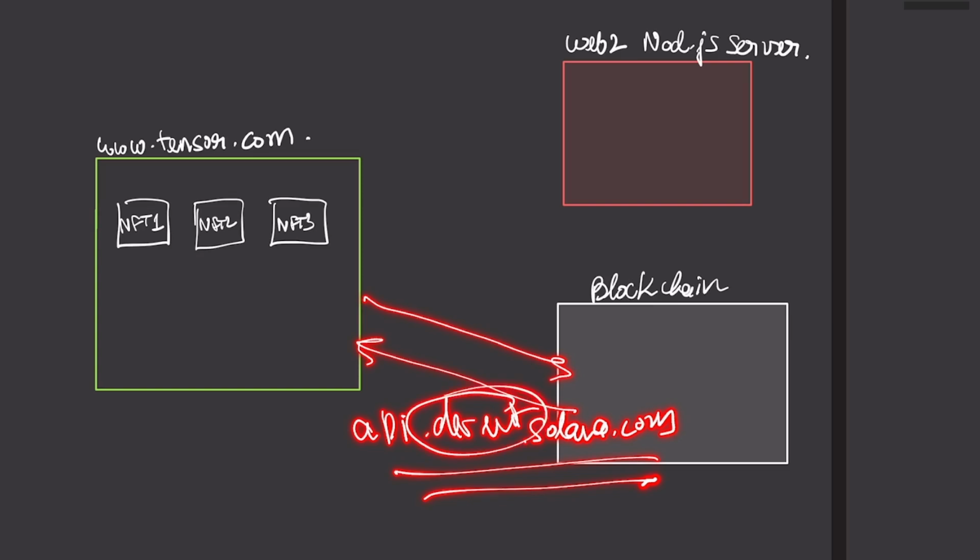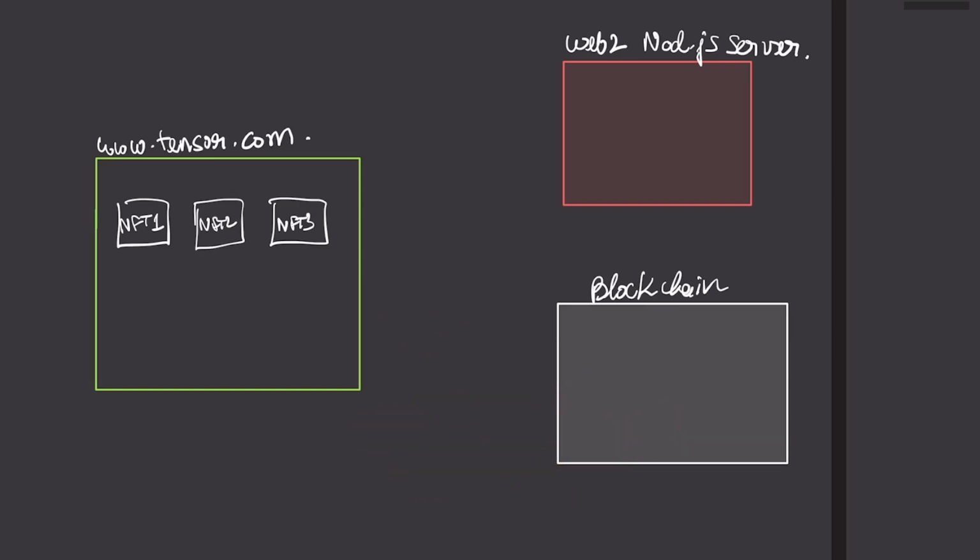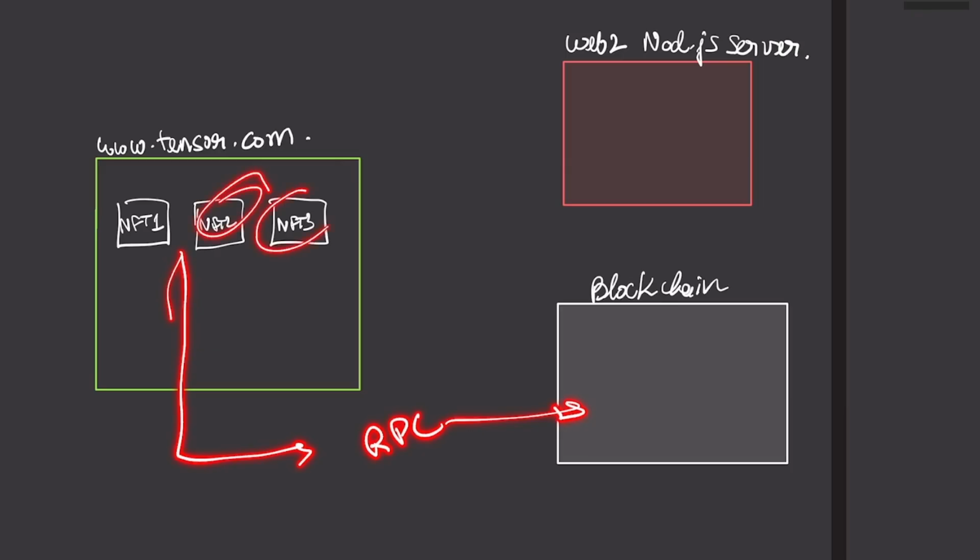Now it could be Devnet, it could be Mainnet, but most of the time on a production website of Tensor, you are interacting with the mainnet blockchain. What are you interacting with? You are interacting with an RPC URL that is forwarding your requests. Things like what all NFTs does the user want to buy? And if you want to buy, you sign a transaction and forward it to the RPC URL.